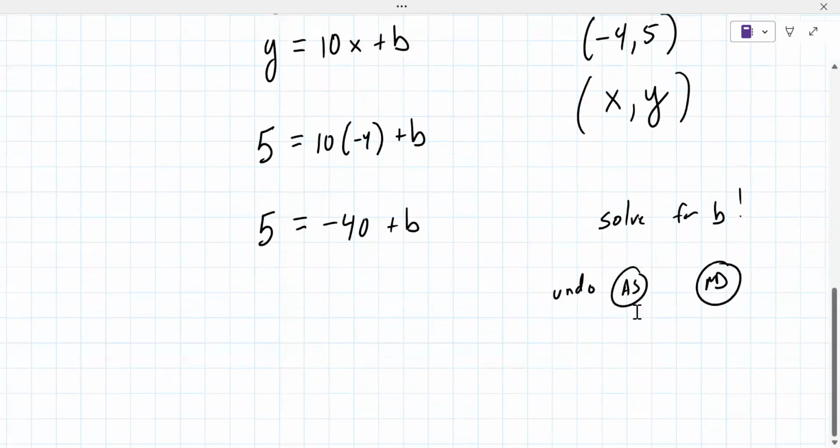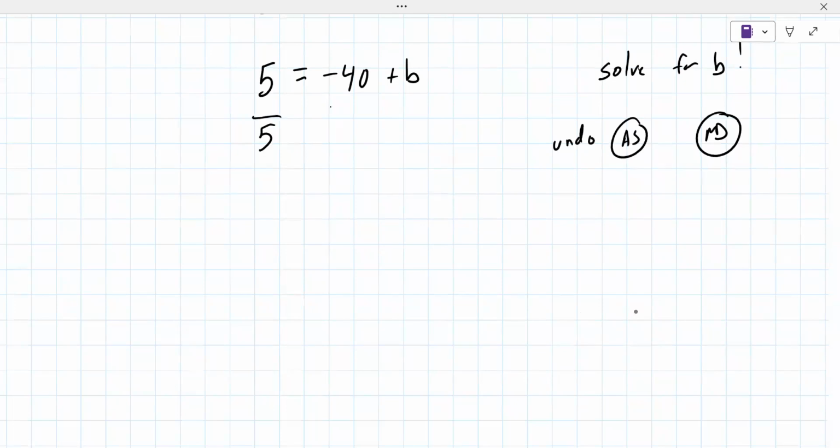Okay, let's do it your way. Divide by 5, divide by 5, divide by 5. What is 5 divided by 5? 1. What is -40 divided by 5? -8. Okay, and then we have b divided by 5. So now what do you want to do to solve for b? Now what you need to do is undo. Go ahead, I'll wait for you to help me solve this.